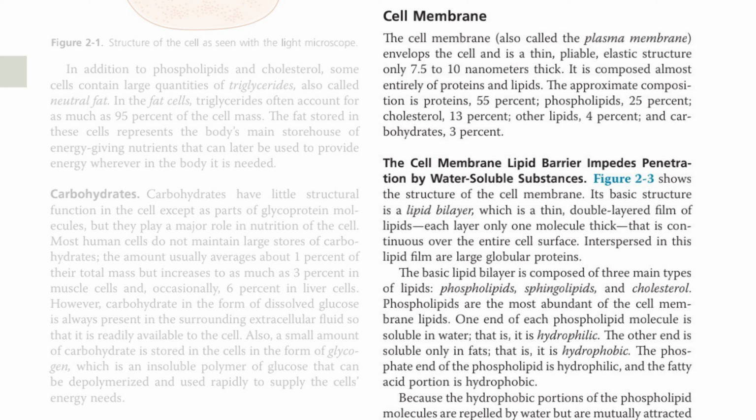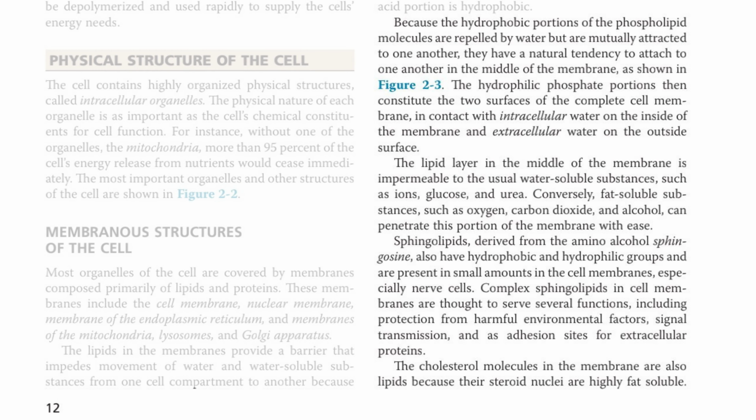The basic lipid bilayer is composed of three main types of lipids: phospholipids, sphingolipids, and cholesterol. Phospholipids are the most abundant of the cell membrane lipids. One end of each phospholipid molecule is soluble in water, that is, it is hydrophilic. The other end is soluble only in fats, that is, it is hydrophobic. The phosphate end of the phospholipid is hydrophilic, and the fatty acid portion is hydrophobic. Because the hydrophobic portions of the phospholipid molecules are repelled by water but are mutually attracted to one another, they have a natural tendency to attach to one another in the middle of the membrane, as shown in Figure 2-3.